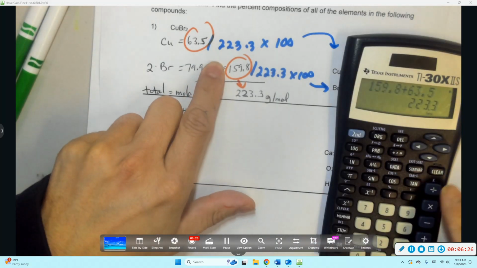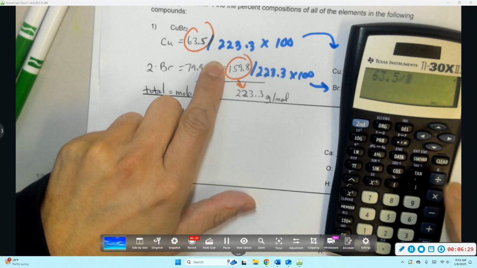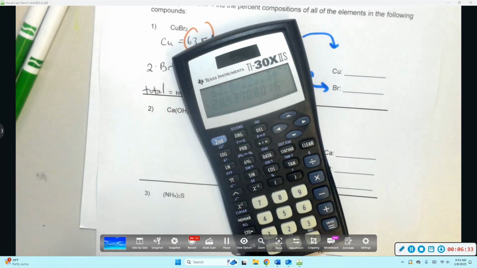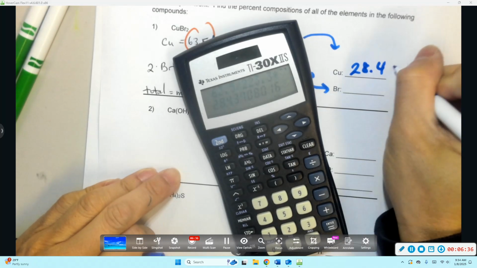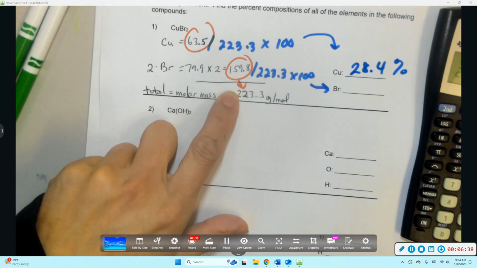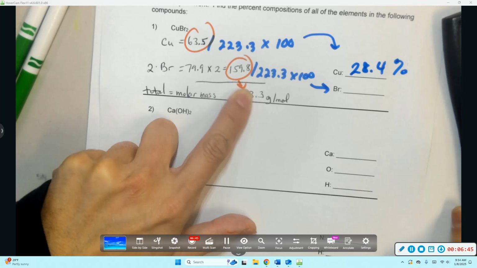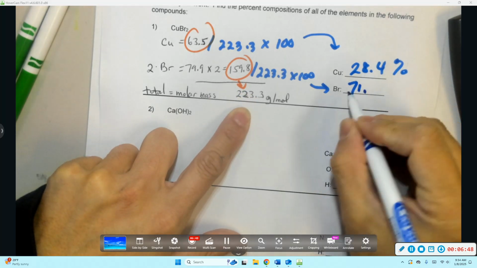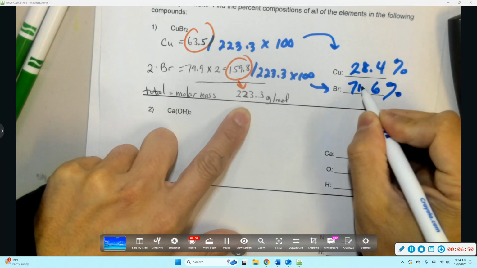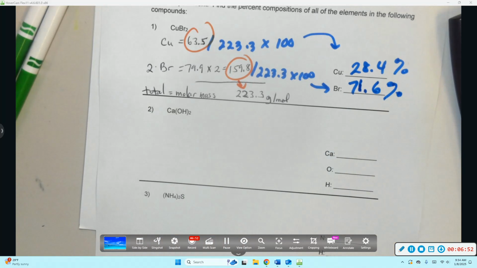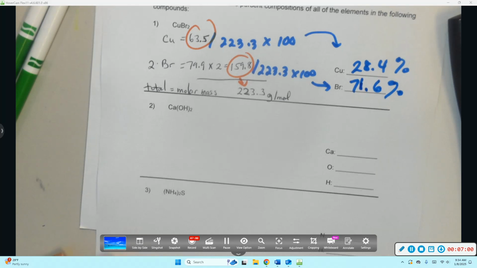And so let's just check here. 63.5 divided by 223.3 times 100, I get 28.4%. And then 159.8 divided by 223.3 times 100, I get 71.6%. And believe it or not, you add those, it's going to be real close to 100%, and that is the case here. Okay. So that's number one.